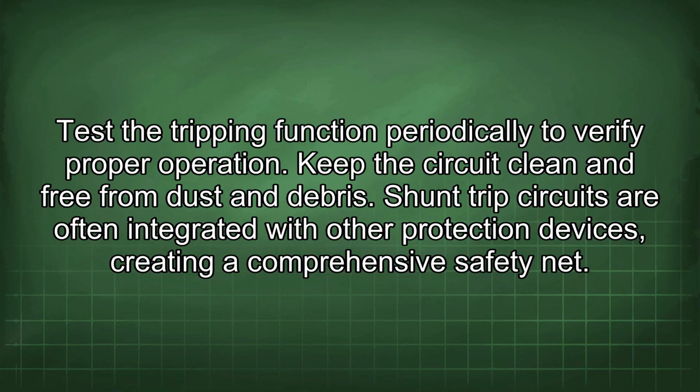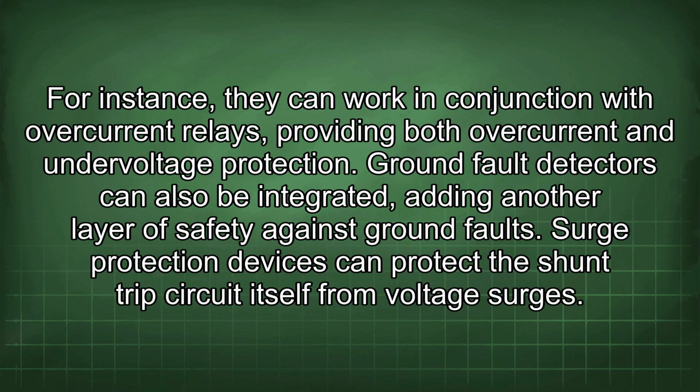Keep the circuit clean and free from dust and debris. Shunt trip circuits are often integrated with other protection devices, creating a comprehensive safety net. For instance, they can work in conjunction with overcurrent relays, providing both overcurrent and undervoltage protection. Ground fault detectors can also be integrated, adding another layer of safety against ground faults. Surge protection devices can protect the shunt trip circuit itself from voltage surges.